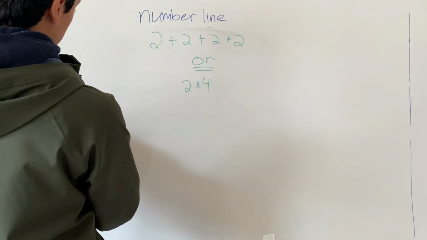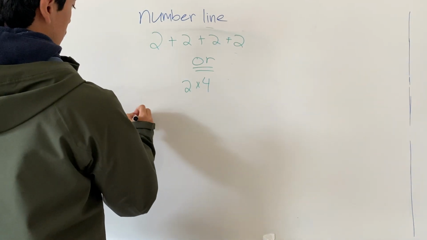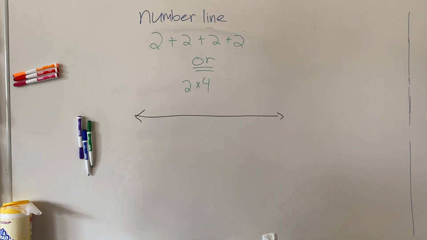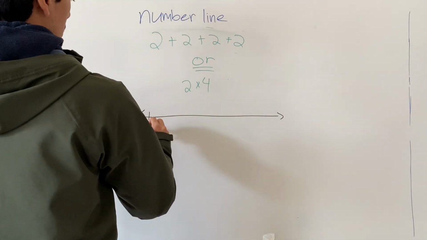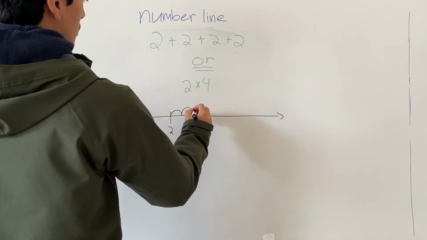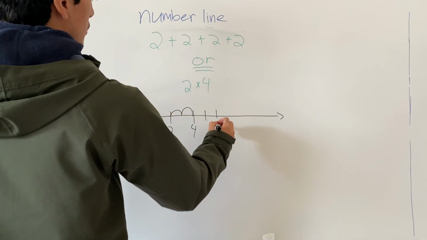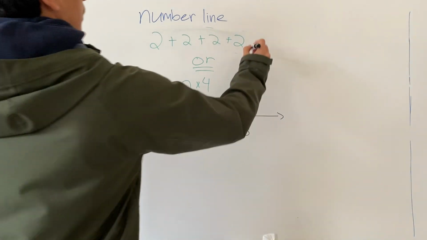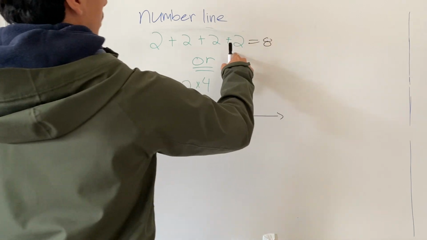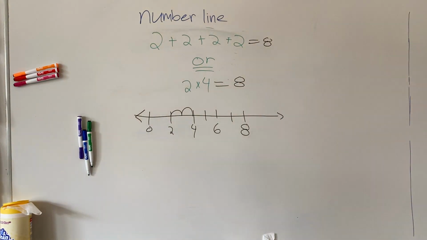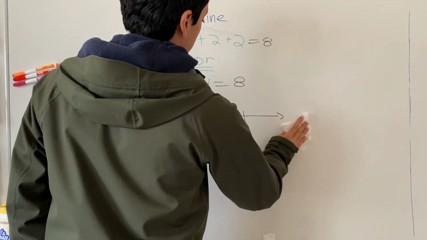Let's make a number line. How can we solve that one using a number line? Well, I start off at 2. 1, 2. Go another one. 1, 2. That's 4. 1, 2. 6. 1, 2. 8. So 2 plus 2 plus 2 plus 2 is 8, or 2 times 4, 8 as well. So again, this should not be that hard. It's not hard at all right now.